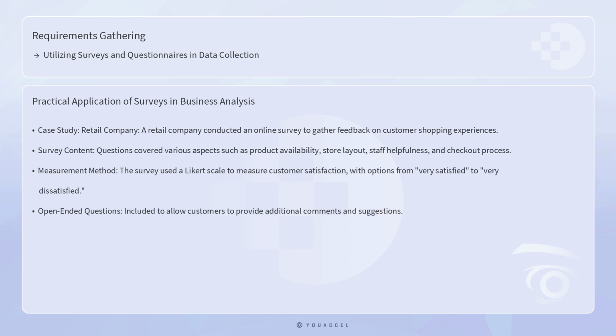To illustrate the practical application of surveys and questionnaires in business analysis, consider a case study of a retail company seeking to improve customer satisfaction. The company conducted an online survey to gather feedback from customers on their shopping experience. The survey included questions on various aspects of the shopping experience, such as product availability, store layout, staff helpfulness, and checkout process. The survey used a Likert scale to measure customer satisfaction, with response options ranging from very satisfied to very dissatisfied. The survey also included open-ended questions to allow customers to provide additional comments and suggestions.